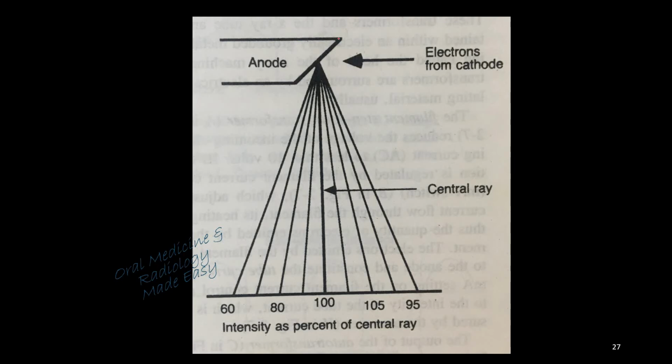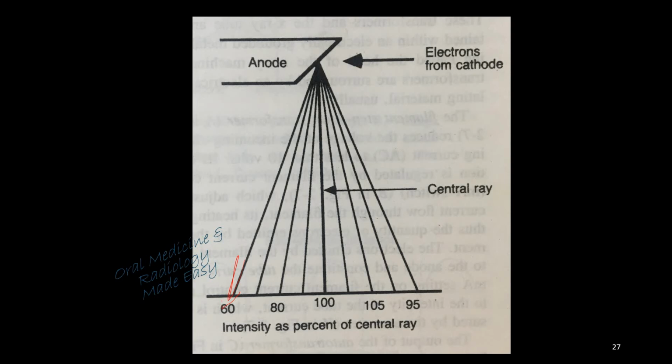Here we can see this is the anode, and towards the anode the intensity is less because the photons from this ray are absorbed by the anode. Because of this self-absorption of photons by the anode, the intensity of the X-ray towards the anode is less compared to that towards the cathode.